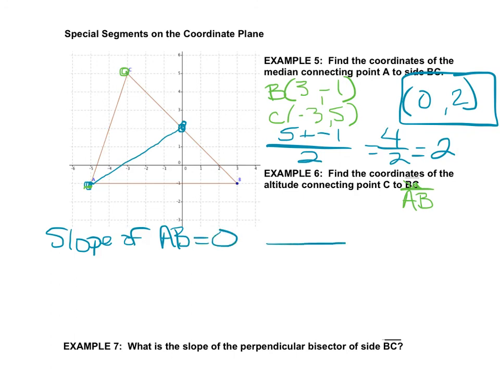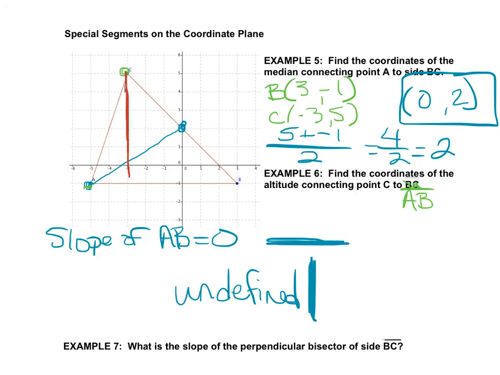That means it's a horizontal line. So the slope of a line perpendicular to that has to be the slope of a vertical line. The slope of a vertical line is undefined. Well, that means that I need a vertical line from C all the way down to AB. So the point of my altitude is negative 3, negative 1.